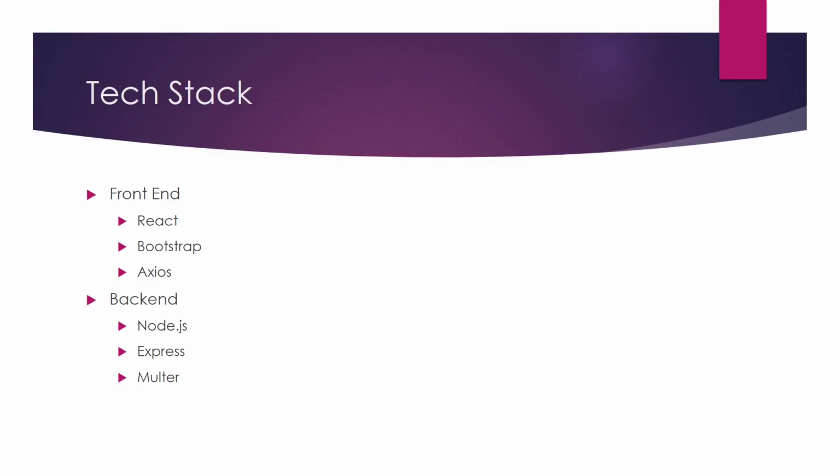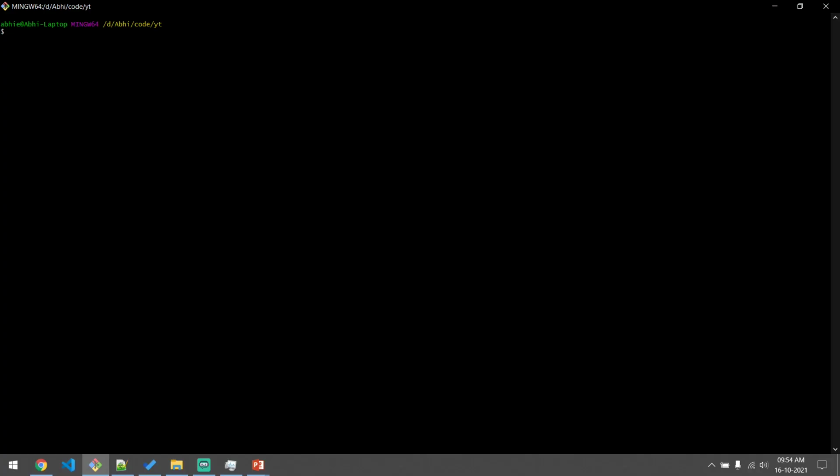For the front end we will make use of React, and we will make use of Bootstrap for displaying the UI elements, and Axios will be used to upload files to the backend. In the backend we will be using Node.js with the help of an Express.js server. Then we will make use of the multer library to receive files from the backend. Let us get started with the project.